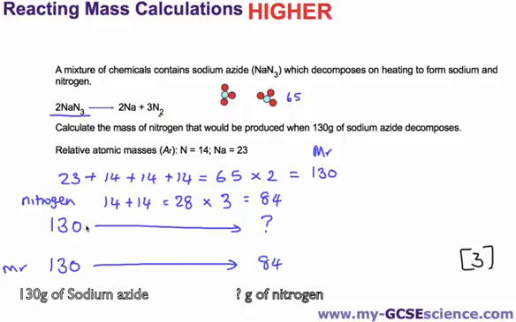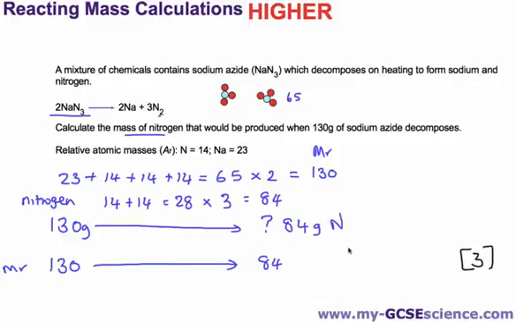They have been a little bit kind in the exam. They've said 130 grams. How many grams does it relate to? Well, our MR is exactly the same as the number of grams, so that goes from 130 to 84. So there's no fancy calculations to do after this. 130 grams will give us 84 grams of nitrogen. Okay, so that's how we do that one there. Slightly more involved because we had to work out relative formula masses, so that was worth 3 marks.